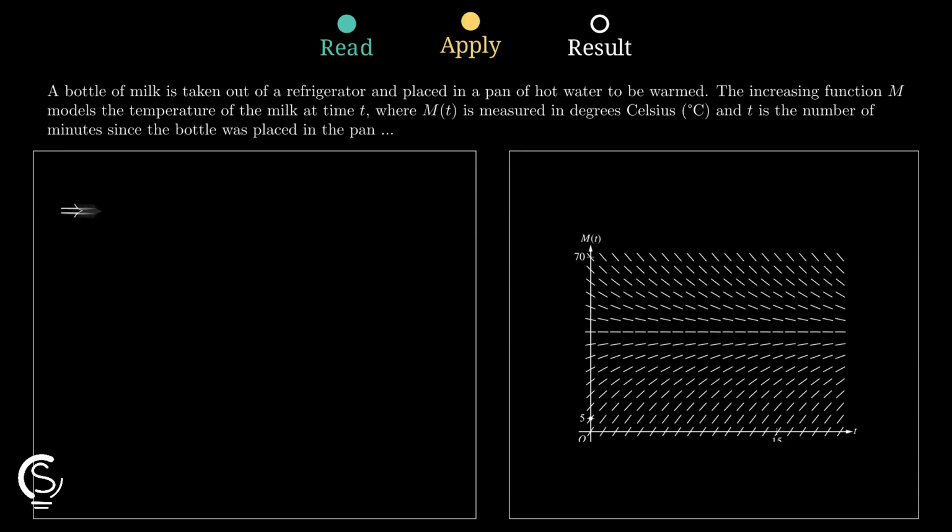Next, we find the tangent line at time 0. The slope is 1/4 of (40 minus 5), which equals 8.75. This gives us our linear approximation for 2.